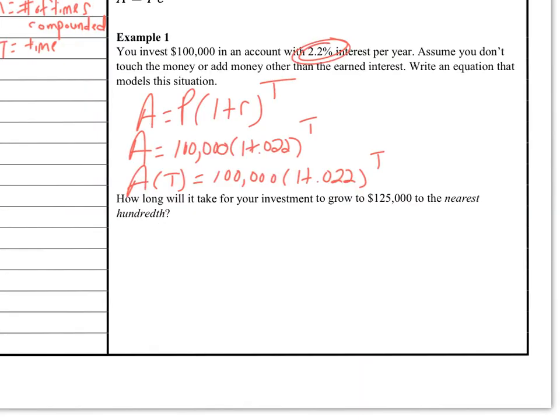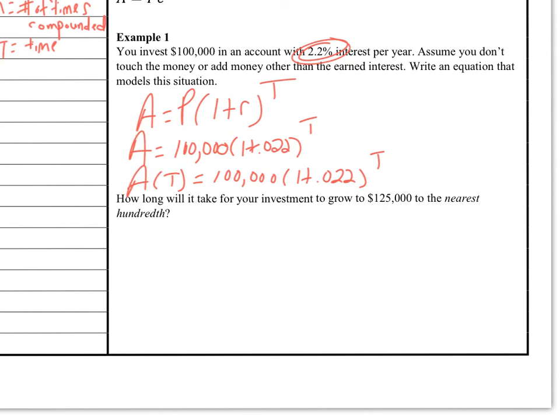Okay, here we go again. How long will it take for your investments to grow to 125,000 to the nearest hundredth? So, investment needs to grow. You want 125,000 as your final amount, and that's the part that you need to catch. This amount right here is your final amount. That's your A value, or your A of T.